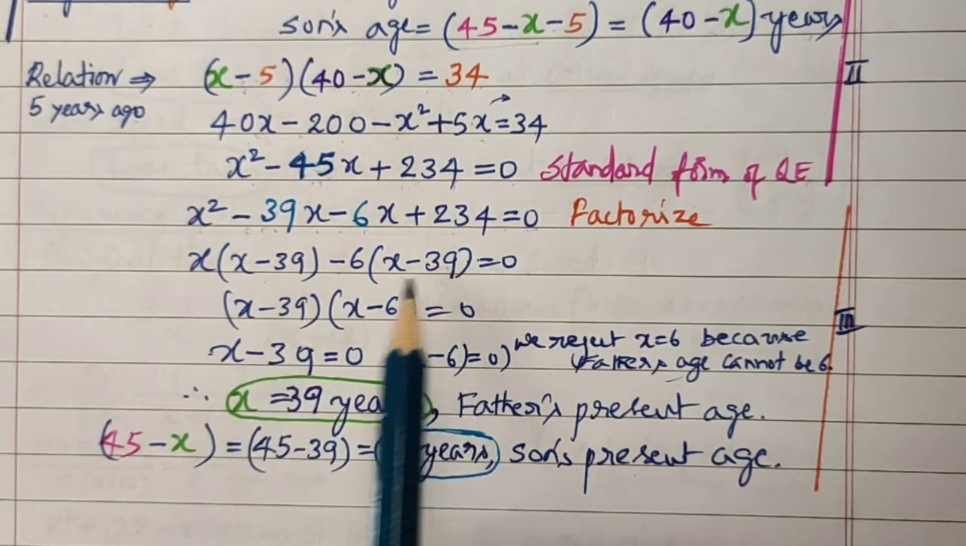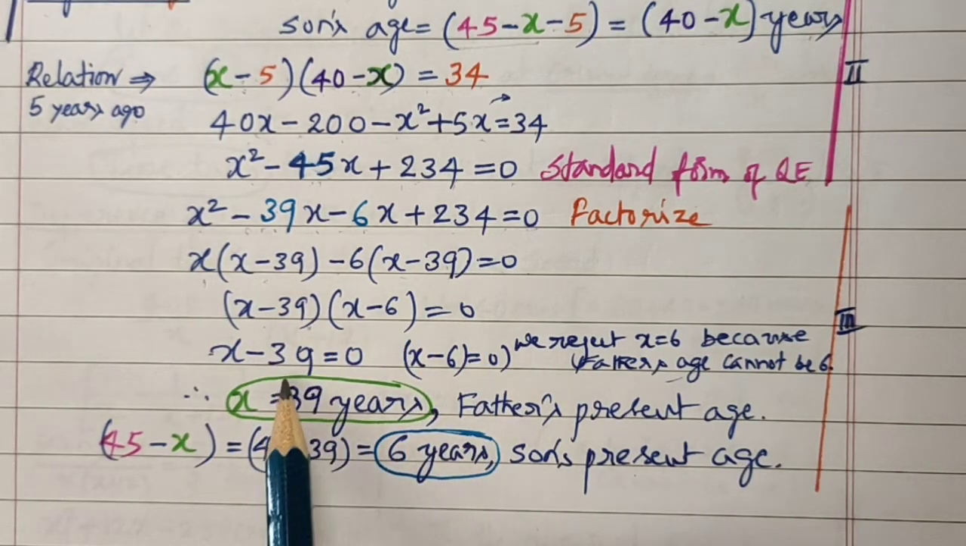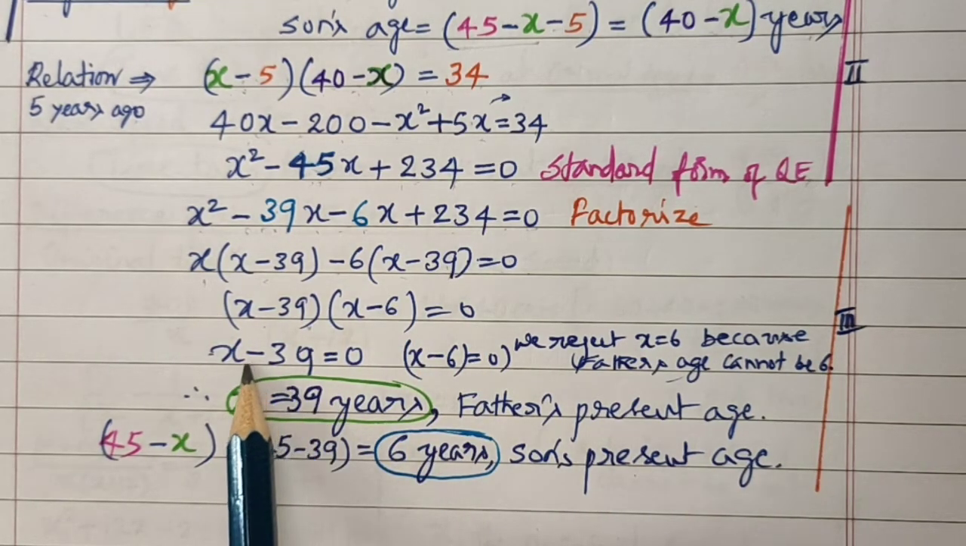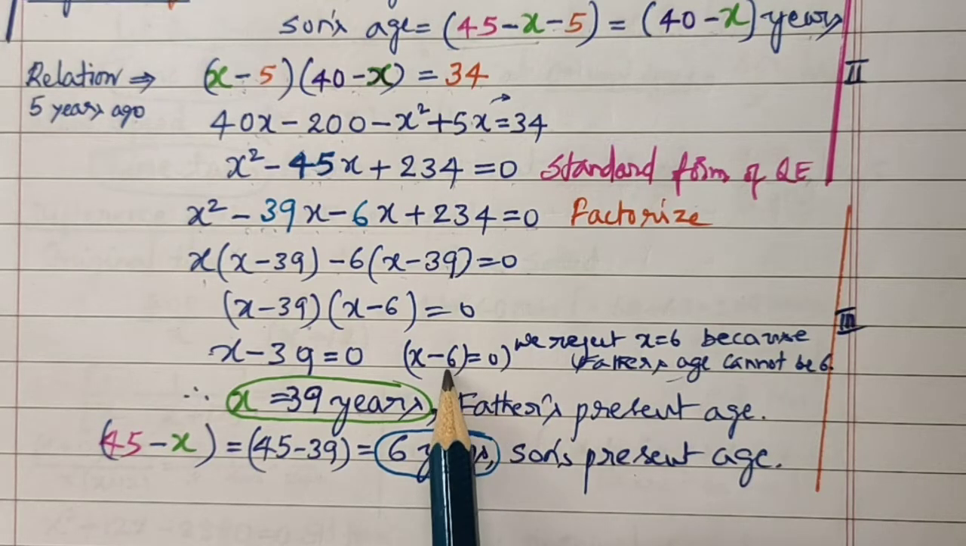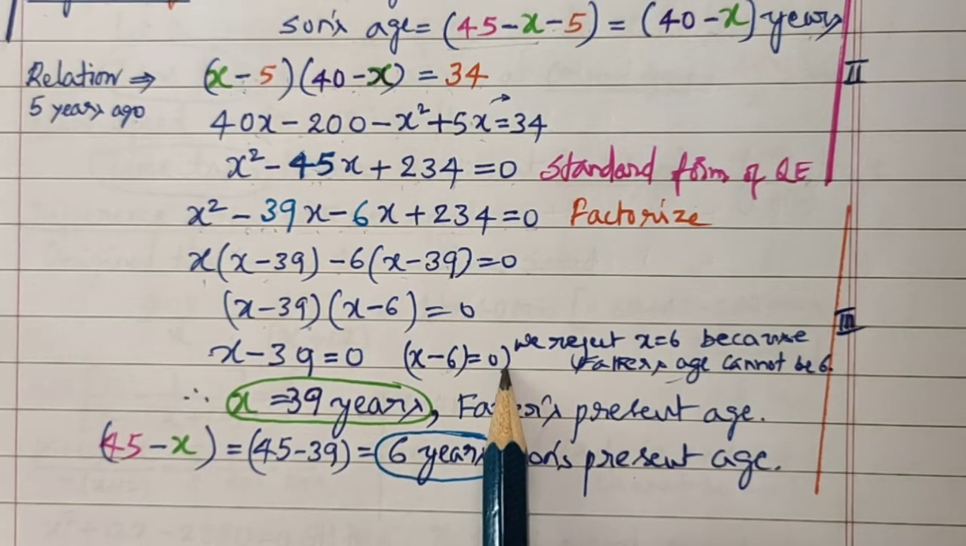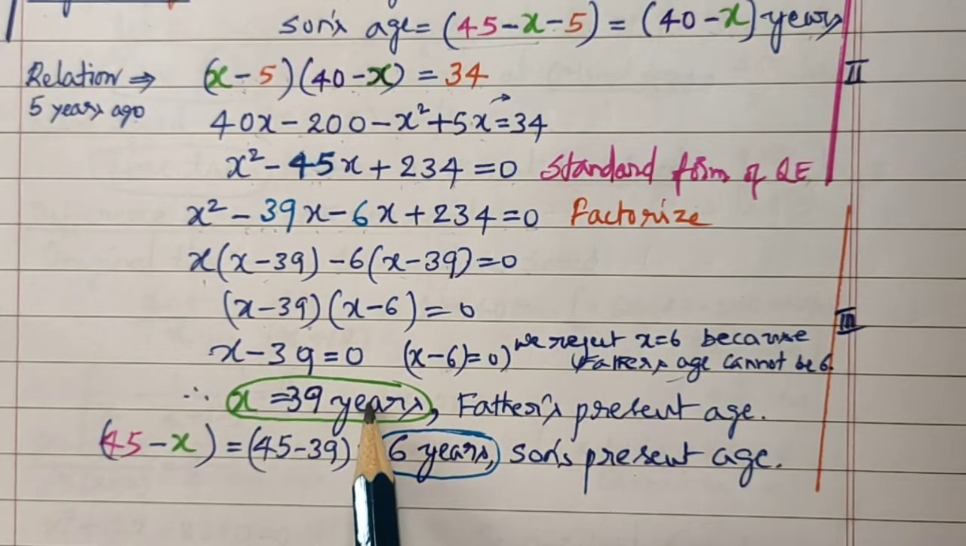Or take out of these two, x minus 39 is common, left out is x minus 6 equal to 0. Equate these two equal to 0. So x minus 39 is equal to 0, x is equal to 39 years. This is the father's age. We are rejecting x minus 6 equal to 0 because father's age cannot be 6. The x, 39 years, is the father's present age.